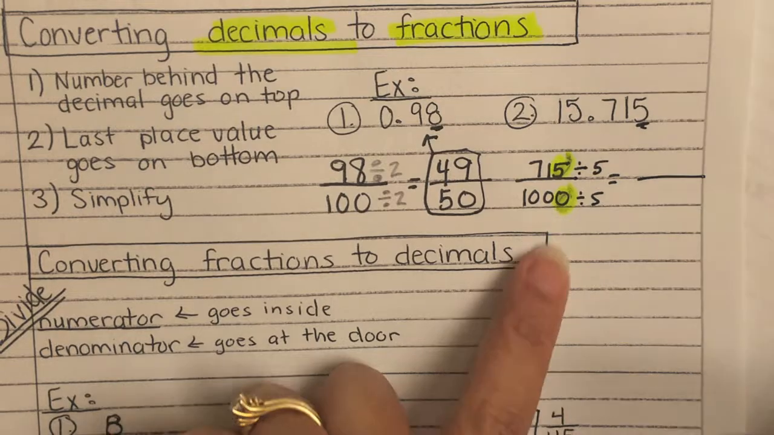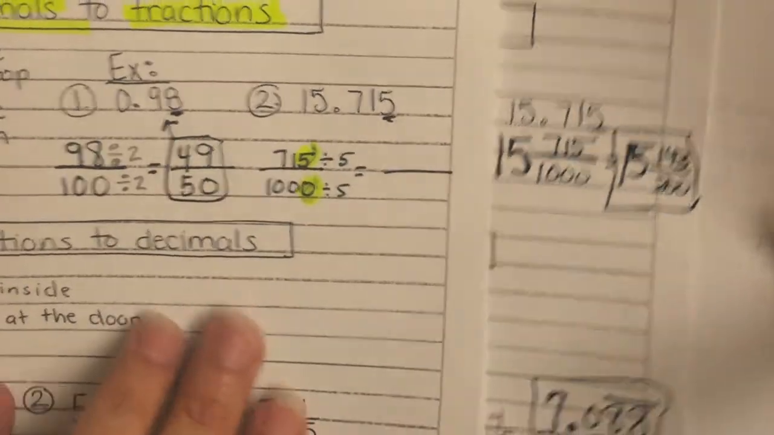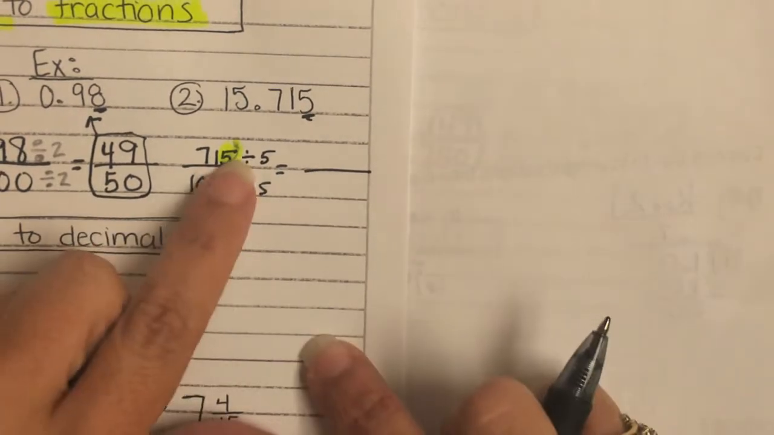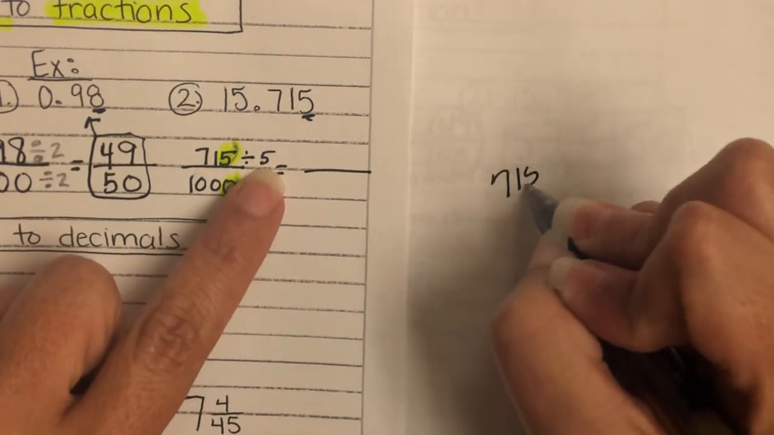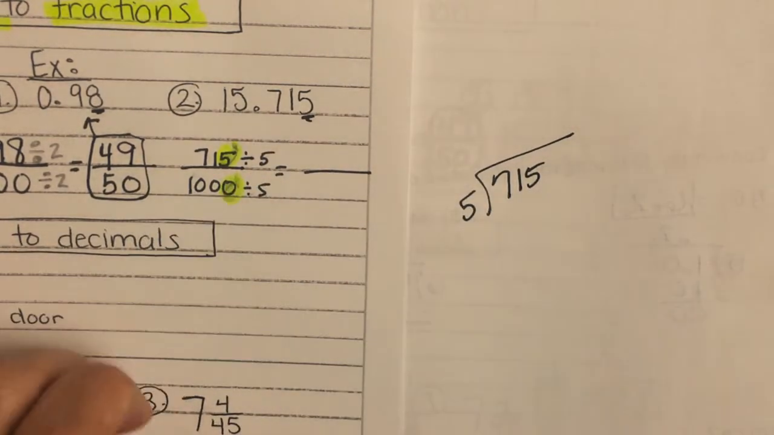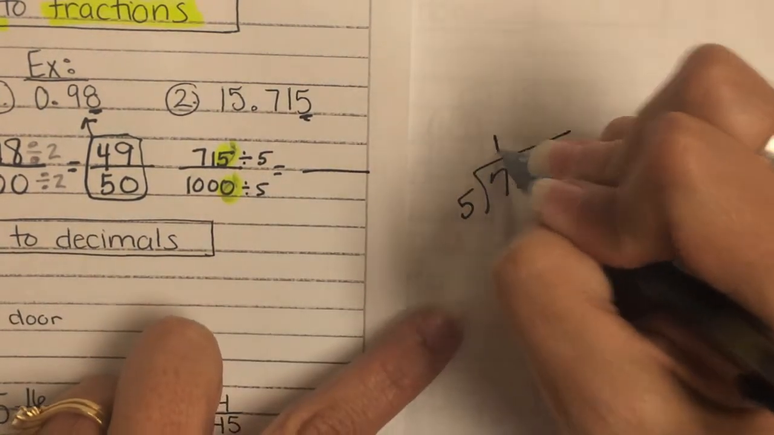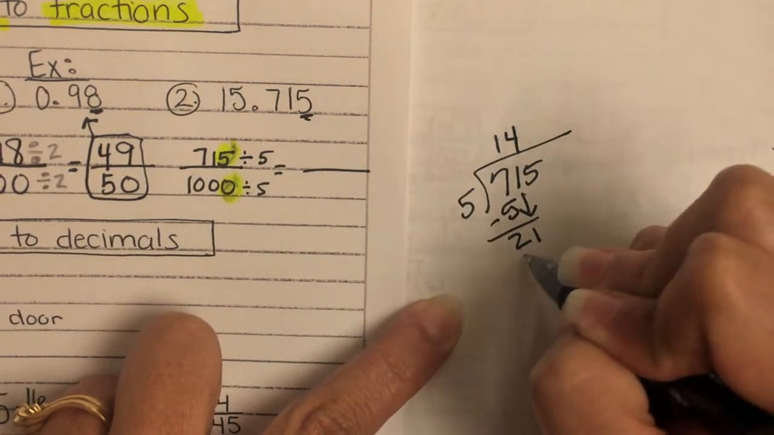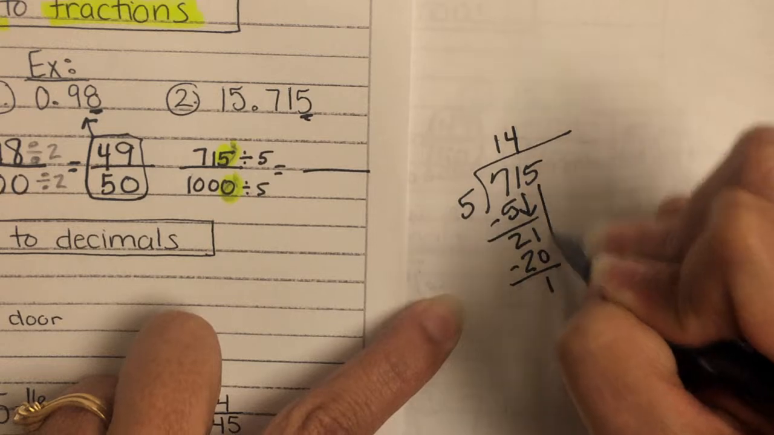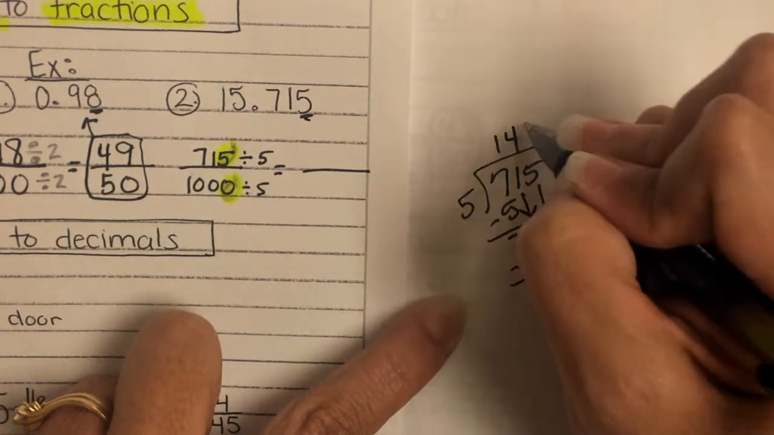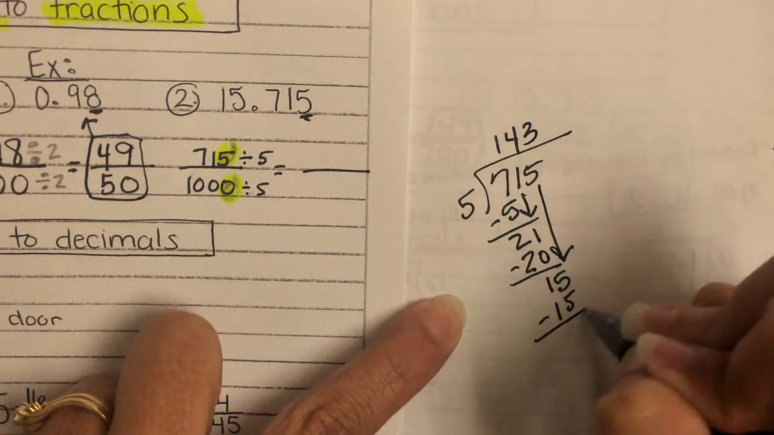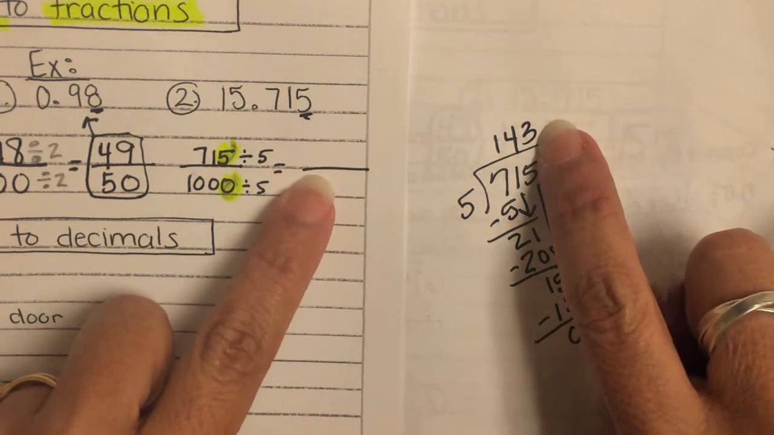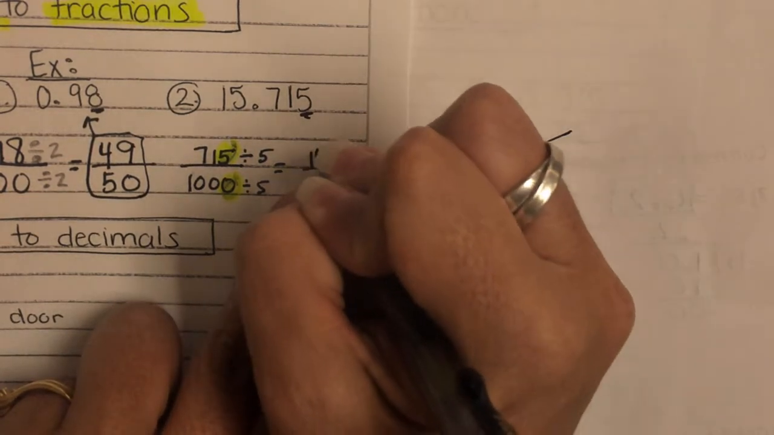Okay. Now, listen, if you can't do this part in your head, you may have to drag out some scratch paper. I'm just going to scoot this over and show you. So, 715 divided by 5. I'm going to do 5 and a 7, 5 and a 21, 5 and a 15. So, I just simplified it. It is now 143.